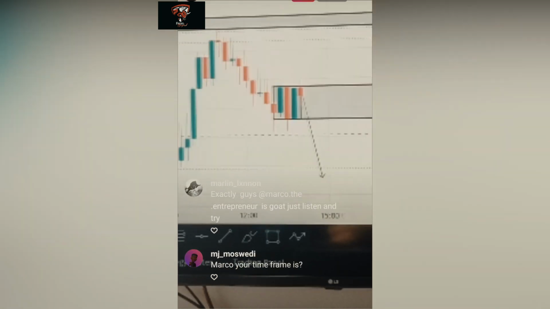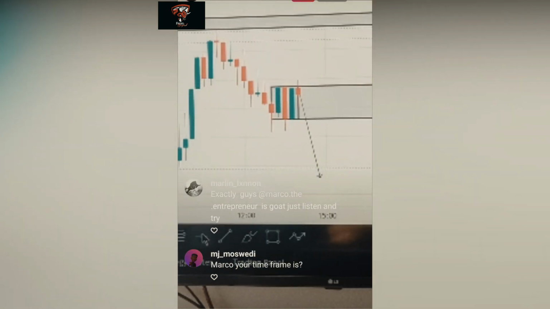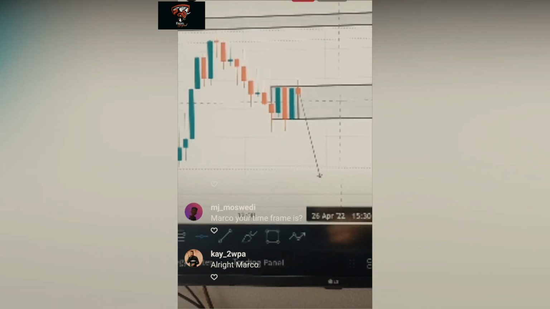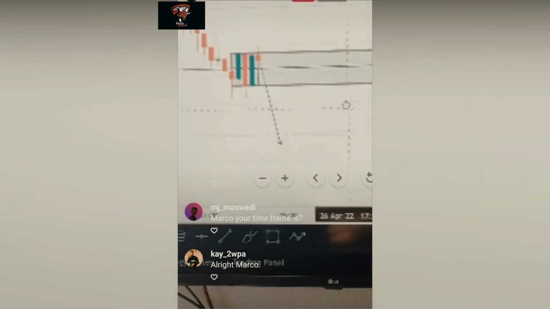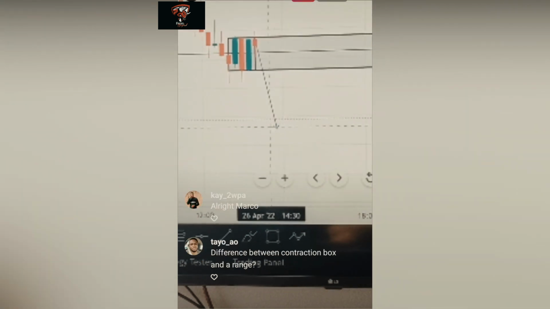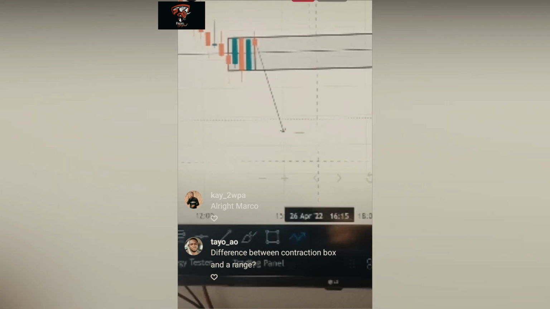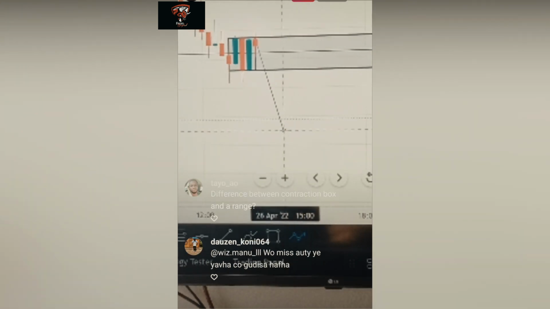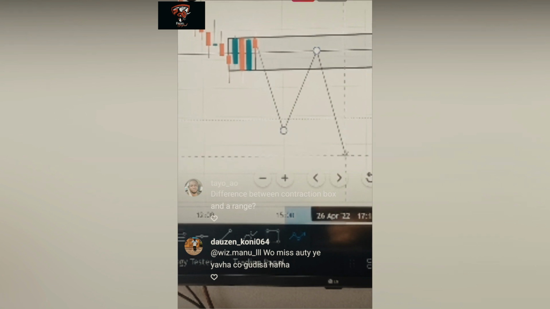So now, if we identify this as a contraction box, then once price comes lower, if that's a contraction box, I haven't identified it as a contraction box yet, we could expect price to come in and push down.